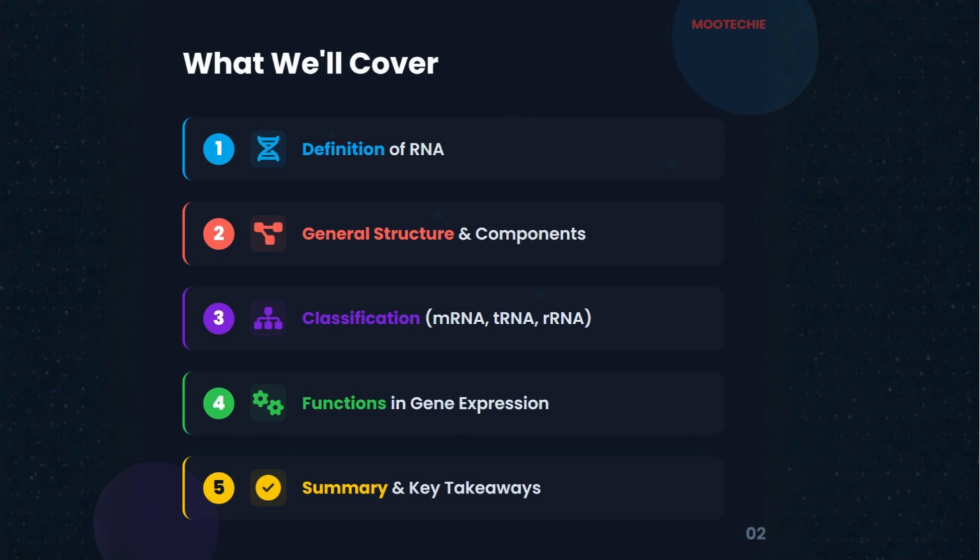Here's our roadmap. First, we'll start with the definition of RNA. Then we'll examine its general structure and components. After that, we'll look at its classification, focusing on mRNA, tRNA, and rRNA. We'll explore its functions in gene expression. And finally, we'll wrap everything up with a summary and key takeaways.